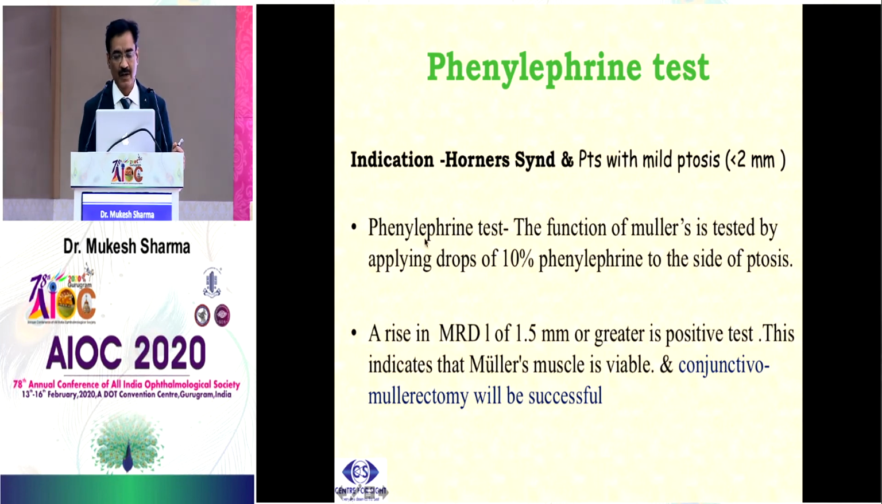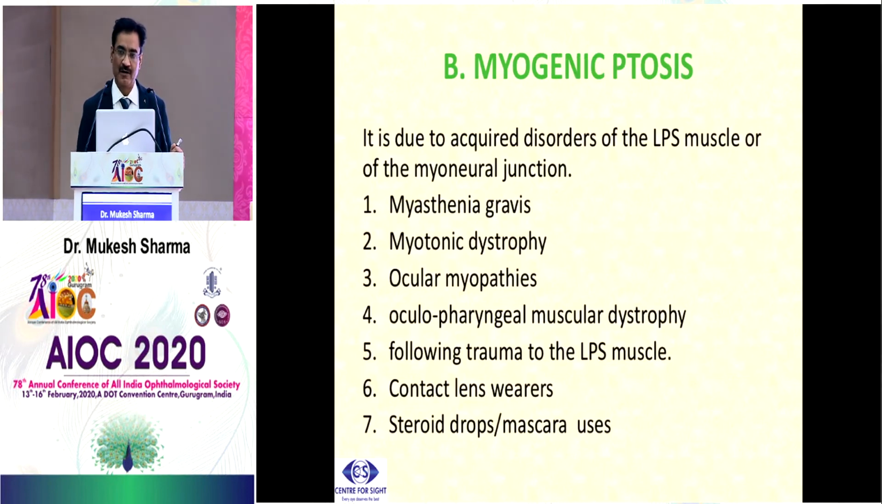How is it done? You instill a drop of phenylephrine into the eye and the lid will lift up by 1.5 millimeter or more. If it is getting lifted up, it means Muller's muscle is viable, functional, and conjunctivo-Mullerectomy as a surgical procedure would be successful. If this is negative, then there is no point doing surgery on Muller's muscle, and you will have to do some other surgery either on the levator or frontalis sling.